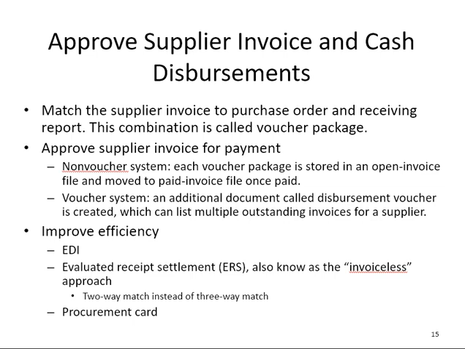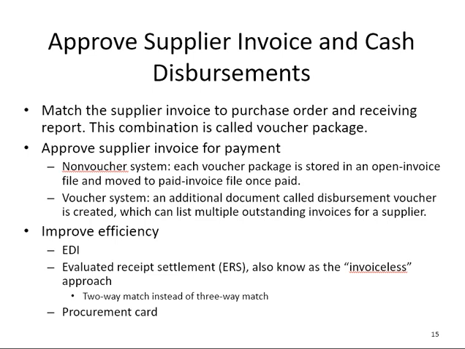Next is approving supplier invoices and cash disbursement. So the third activity is approving supplier invoices. In this activity, we're going to match the supplier invoice to the purchase order and receiving report. Okay. So the supplier invoice, purchase order, and receiving report. This combination is called a voucher package.